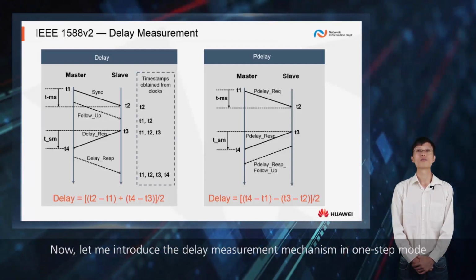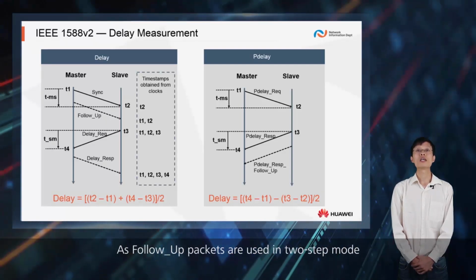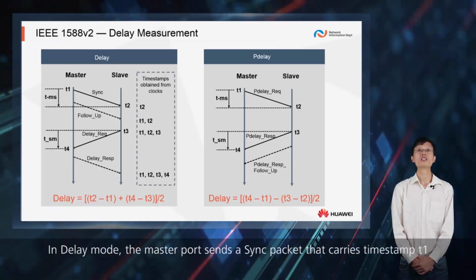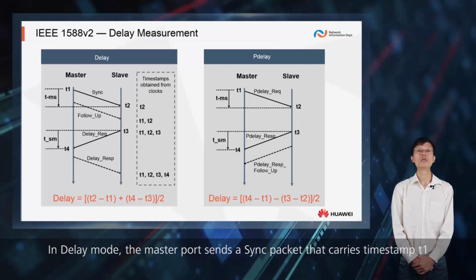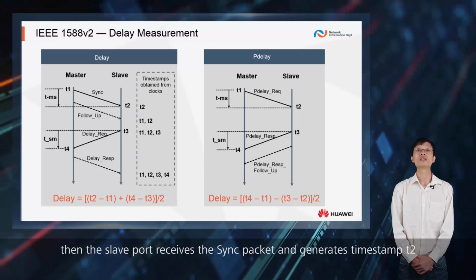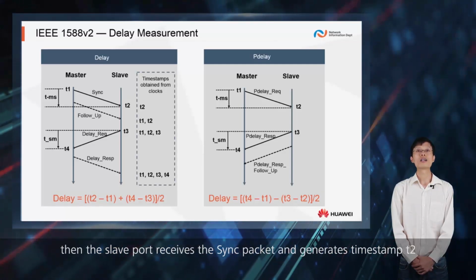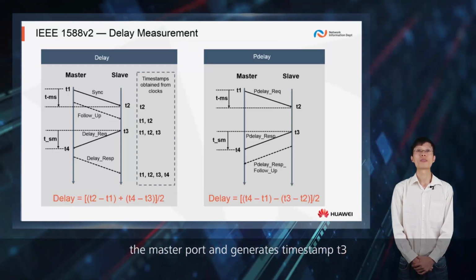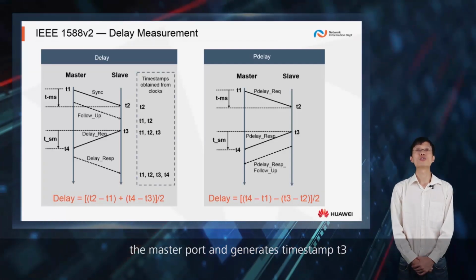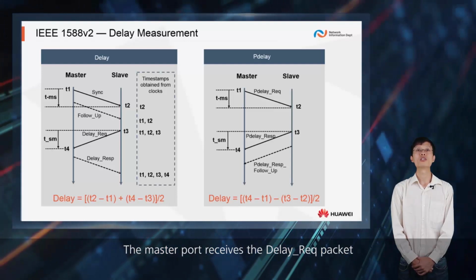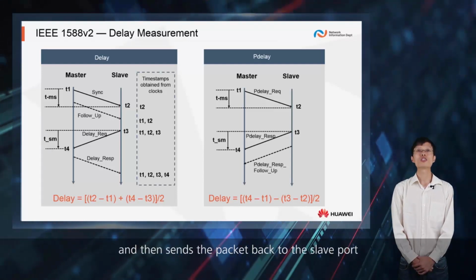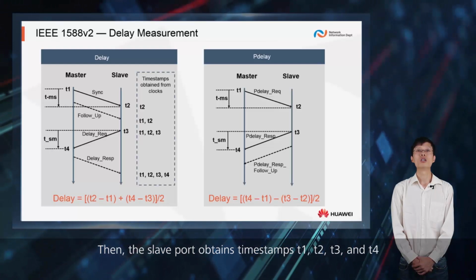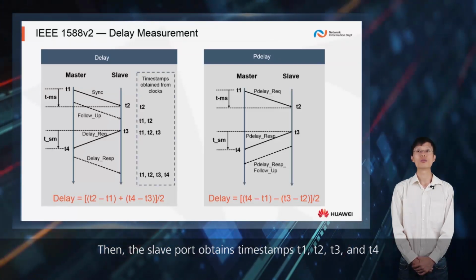Now, let me introduce the delay measurement mechanism in one-step mode. As follow-up packets are used in two-step mode, they are not involved in this introduction. In delay mode, the master port sends a sync packet that carries timestamp T1. Then the slave port receives the sync packet and generates timestamp T2. The slave port periodically sends a delay request packet to the master port and generates timestamp T3. The master port receives the delay request packet, generates timestamp T4, and then sends the packet back to the slave port. Then the slave port obtains timestamps T1, T2, T3, and T4.